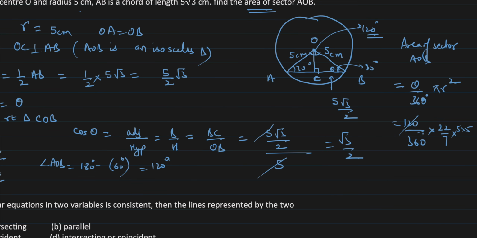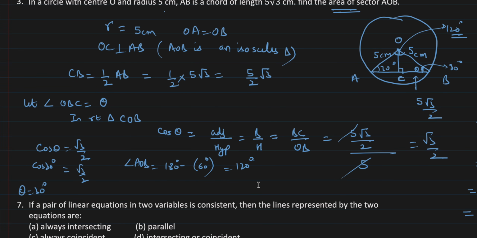So when you cancel, this is 1 by 3. Okay. So we are having 22 into 25 by 21. So calculate it. So you will get 22 into 25, 550 by 21 centimeter square, and the final answer after calculation will be 26.19 centimeter square. So that will be your answer. So calculations please do.